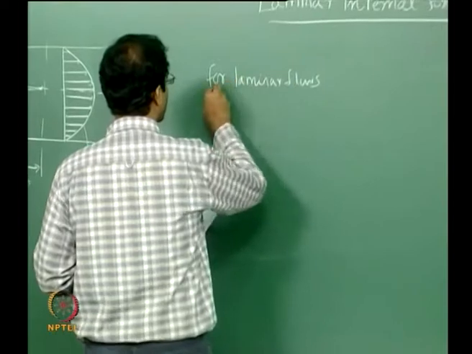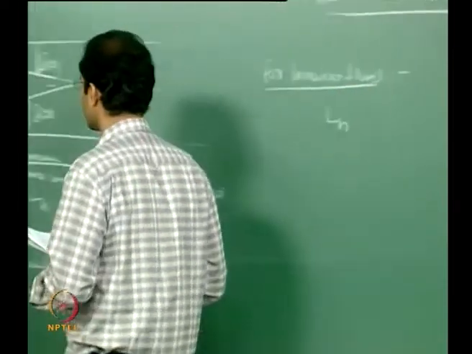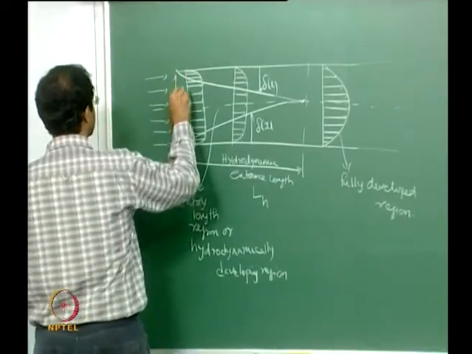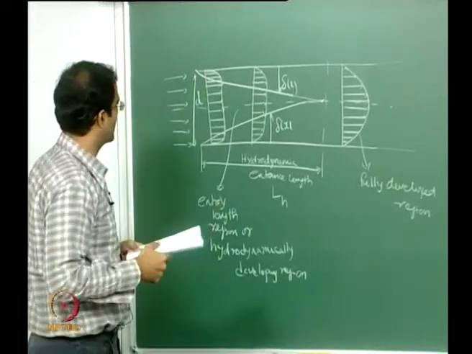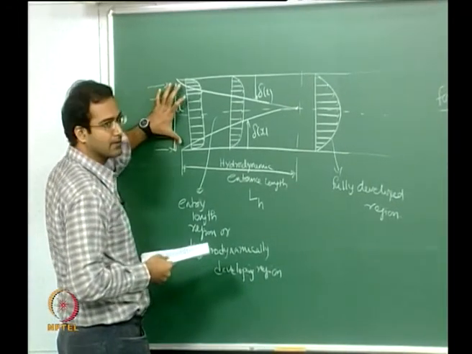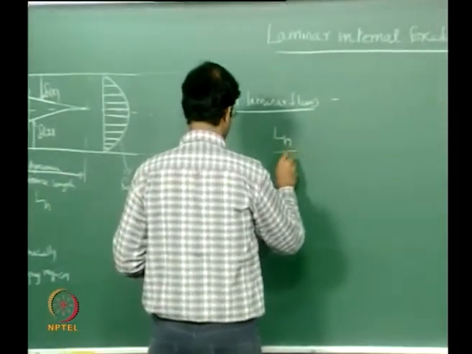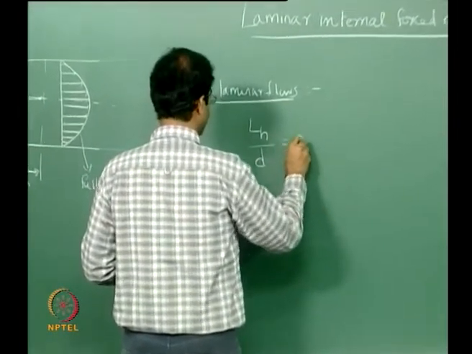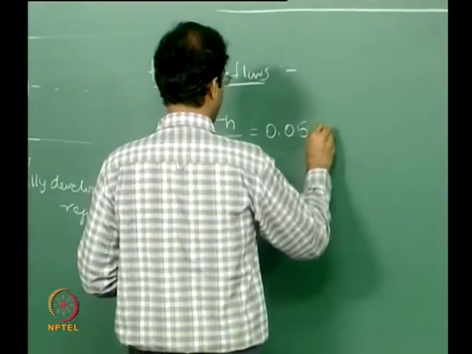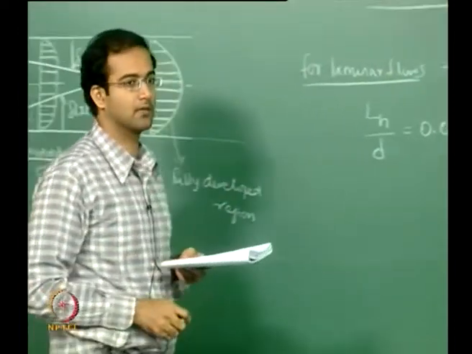the non-dimensional entry length, so this is non-dimensionalized by the diameter if you have a duct or if you have a channel. So this is the separation between the two plates of the channel. Okay, so L_H by D is roughly 0.05 times Re based on the diameter of the duct.